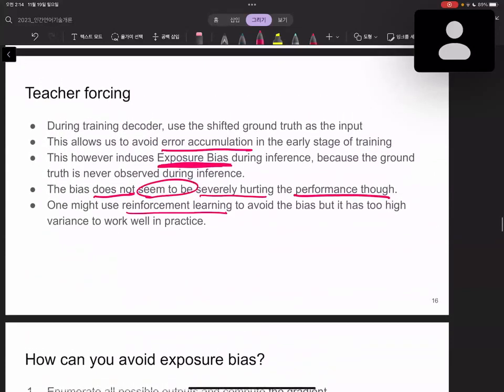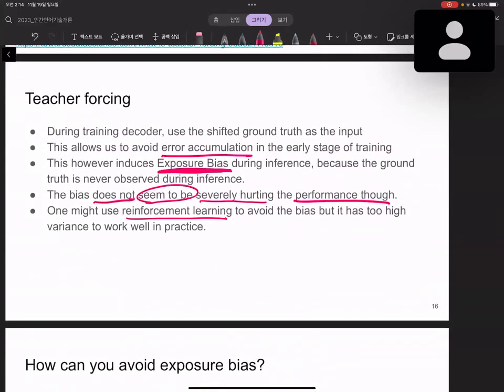So bias is in general bad, but we always find the sweet spot between the bias and variance. And if the performance hurt is not that severe, then we just take the point, the trade-off. Okay.